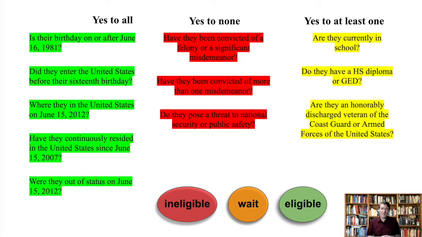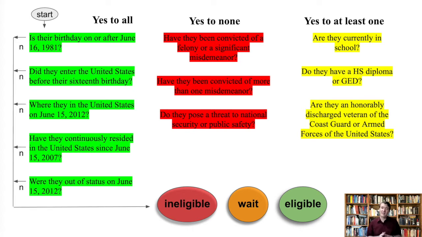Now we've grouped and ordered, and what we want to do is connect them. Part of that is in the ordering again. I sort of knew where I was going, so I had the yes to alls first. But I'm going to start here at the top. Is their birthday on or after June 16th, et cetera? Basically, if I answer yes, I'm going to be able to get on. If I answer no to any of these, I know immediately I'm not eligible, because I have to answer yes to all of these to be eligible. So no is going to get me directly to ineligible.